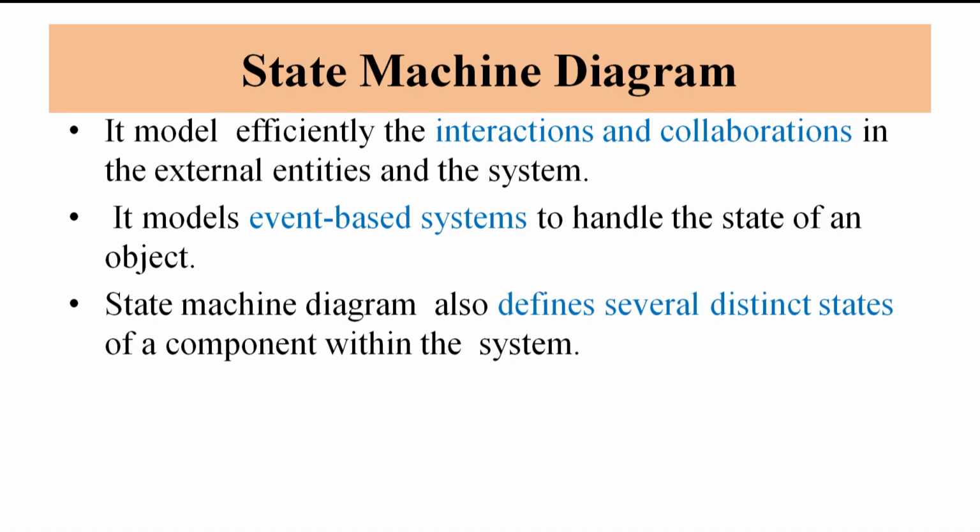There are many other aspects associated with system management later on, but if a certain situation of that kind is happening, that kind of event is occurring that is not leading towards any kind of solution, then the whole thing aborts. A state machine diagram also defines several distinct states of a component within a subsystem. So it is not representing only the state of the object, it is representing the state of the subsystem also.